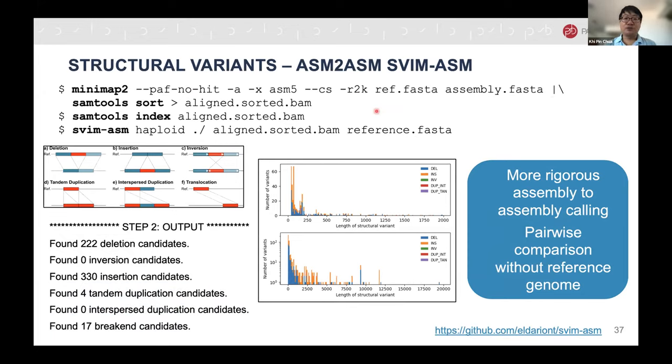So why do you want to do assembly to assembly structural variants? For some very highly complicated structural variants, it is actually very hard to characterize them with read-based structural variant tools. So assembly allows you to characterize some of these very complicated structural variants. And with SVIM-asm, it also allows you to carry out pairwise comparison of your genomes without using a reference genome. So let's say you have generated two haplotypes, or you have generated two or three strains from the same species and you want to compare them against each other, you can do that with SVIM-asm.